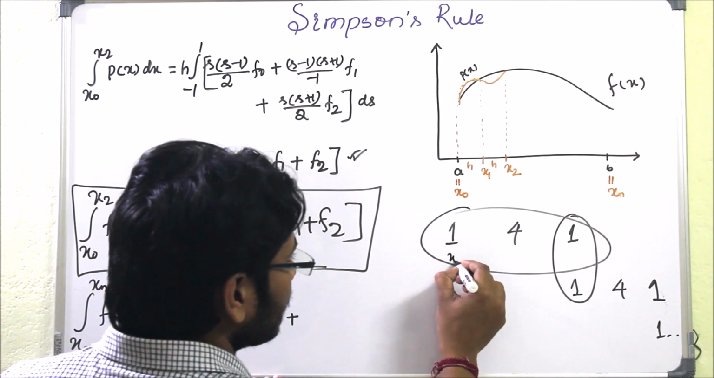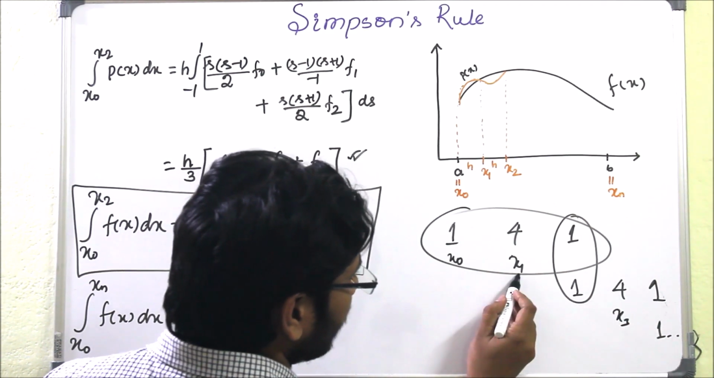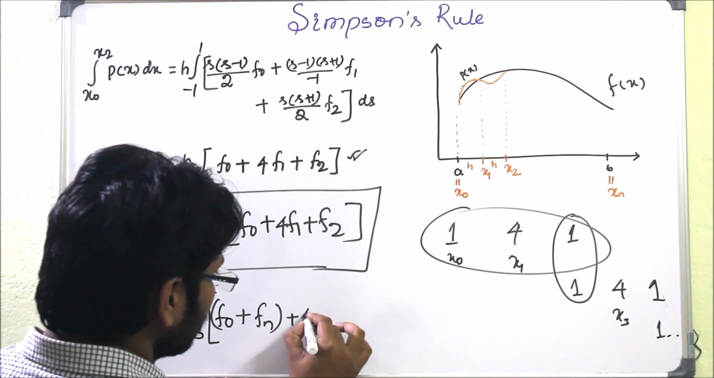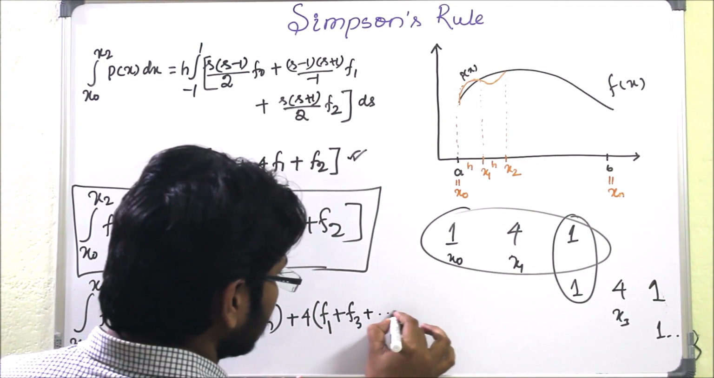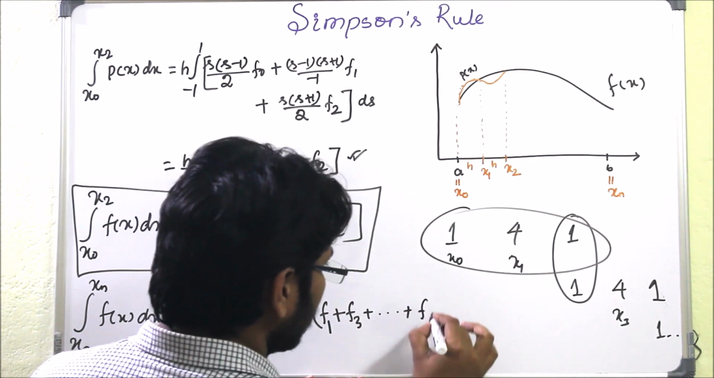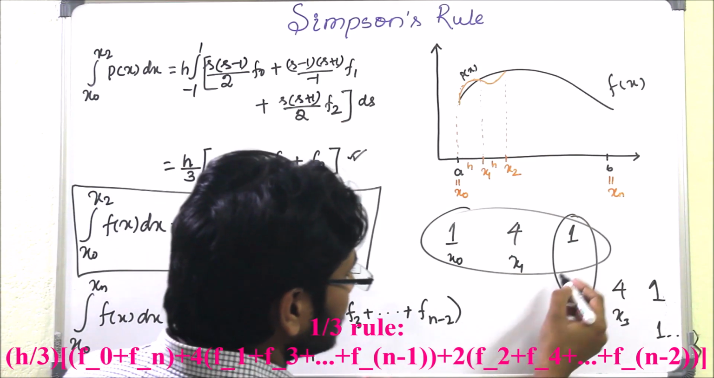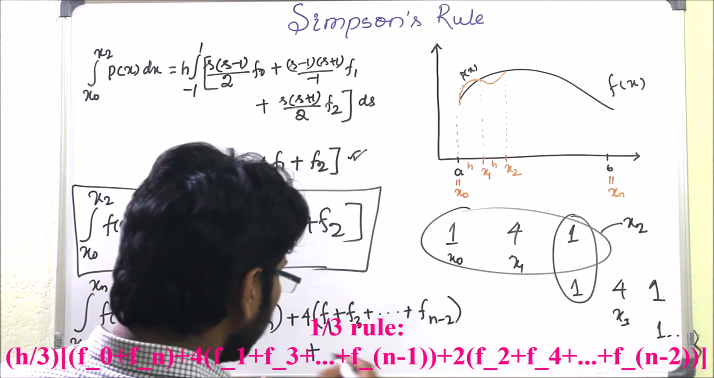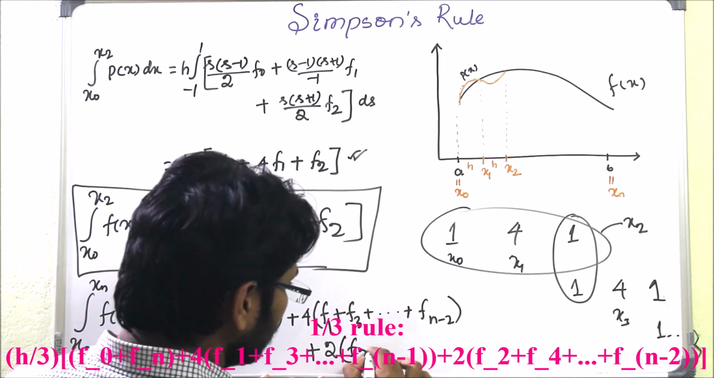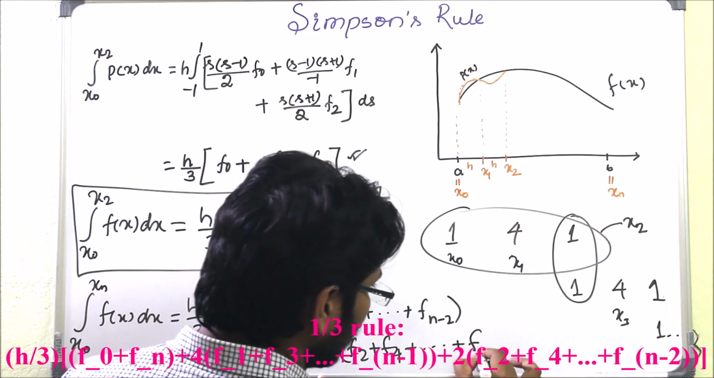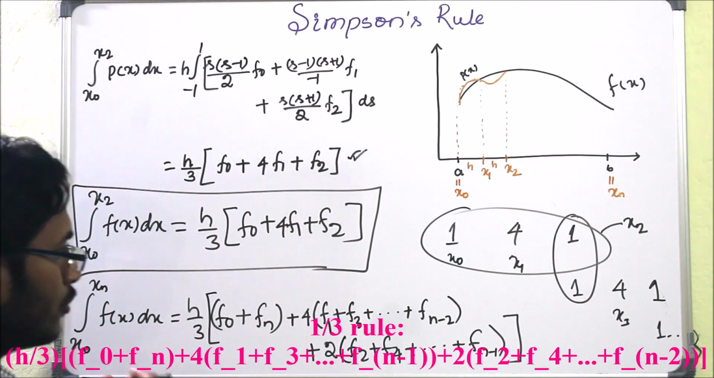You see, if this is for x0, this is for x1, this is x2 and this is x3. So you can see that 1, 3, so odd numbers. So 4 into f1 plus f3 plus and so on, plus f n minus 2. Then plus, you can see that this will represent x2, so even numbers. But if we add, then it will be 2, a multiple of 2, into f2 plus f4 plus and so on plus f n minus 1. So this is the generalized formula if we have 2n partitions.